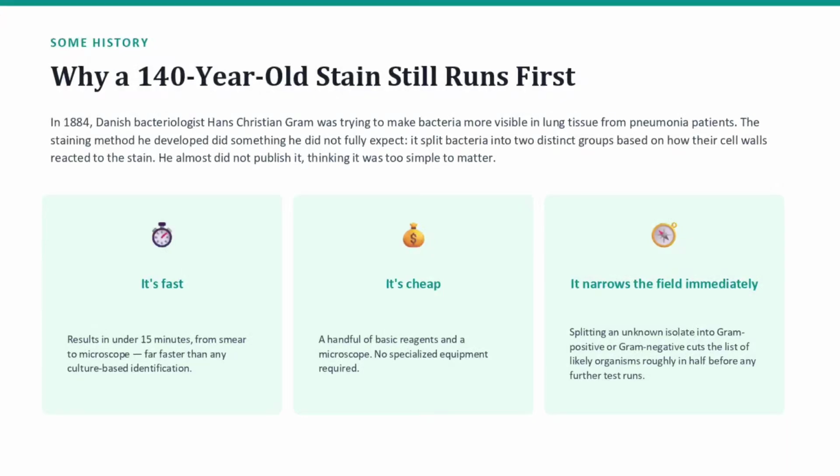He was wrong, and here is why this test has survived unchanged in its core logic for a century and a half. It's fast. You get a result in under 15 minutes, from smear to microscope, which is far faster than any culture-based identification could ever be. It's cheap. A handful of basic reagents and a microscope. No specialized equipment required, which is part of why it is still standard in labs everywhere, and it narrows the field immediately. Splitting an unknown isolate into Gram-positive or Gram-negative cuts the list of likely organisms roughly in half before any further test even runs. That is an enormous head start for an investigation.